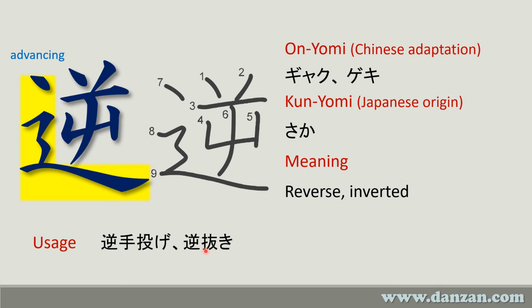saka nuki. The key there, this character can be pronounced several ways. So when you put the key here, that emphasizes that this is nuki. So saka nuki. So gyaku te nage and saka nuki. And if you do Danzanryu, you should be familiar with those techniques.